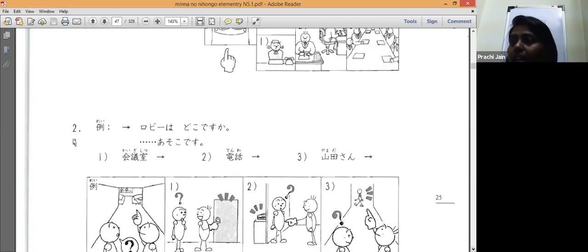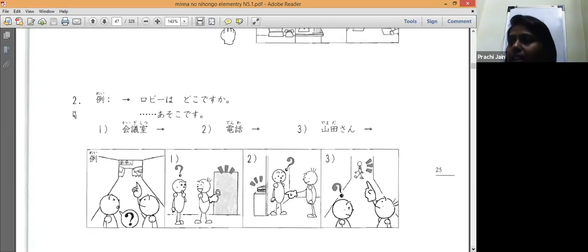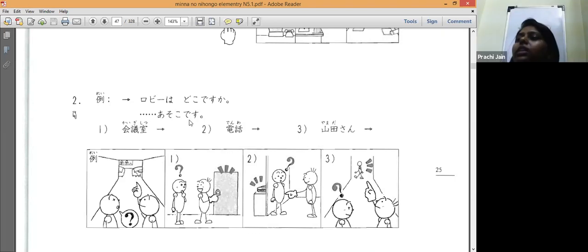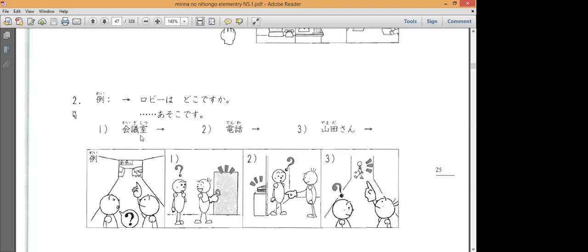Okay, again we have a picture, but here the indications are there. So, you have to be careful with Koko, Soko, and Asoko. Okay? So, in the ray part, Robi wa doko desu ka? Where is the lobby? It's far from both. So, asoko desu. Asoko. Right? Yes, ma'am.